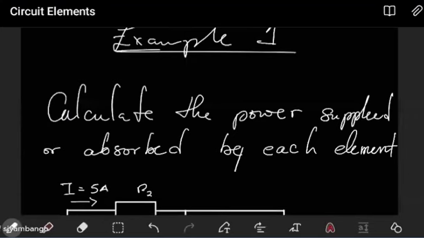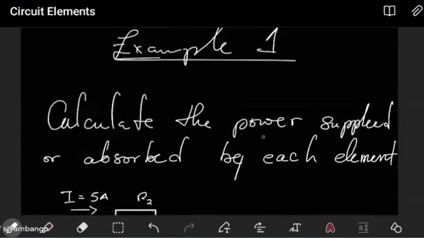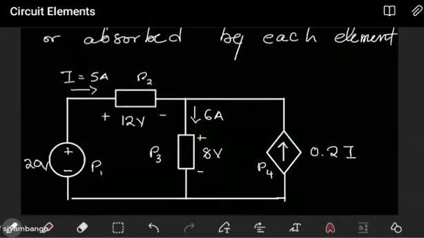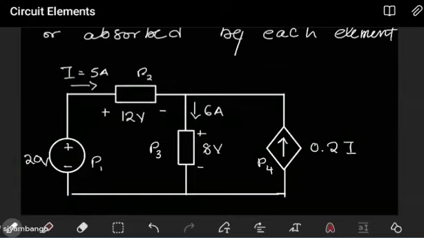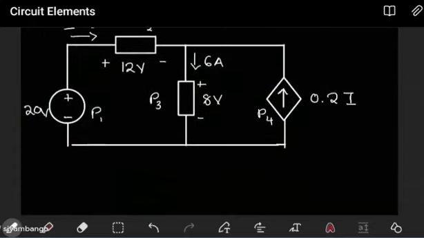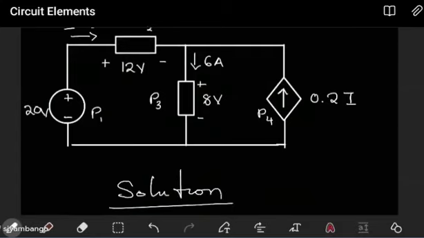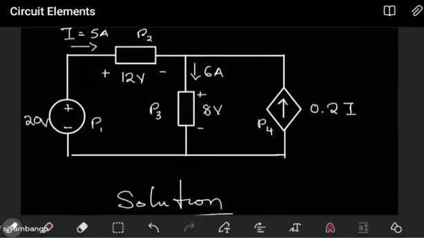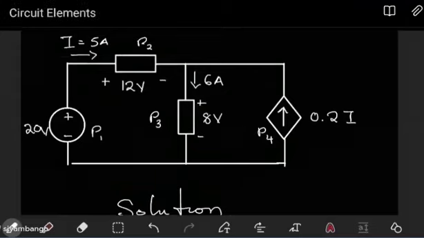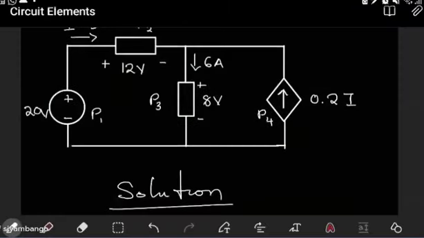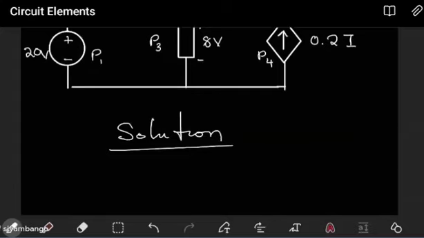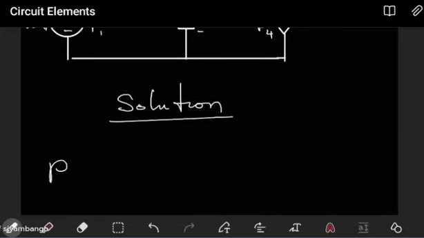So look at this example. In our example, we're trying to calculate the power supplied or absorbed by each element. Now, the circuit that we have is this one. Now, how do we approach this? Well, this is actually very simple. There are no weird calculations that are necessary here. All we're going to use is the formula for power that we pointed out in our previous triple E class. We did point out that power in electricity can be looked at in terms of voltage times current.